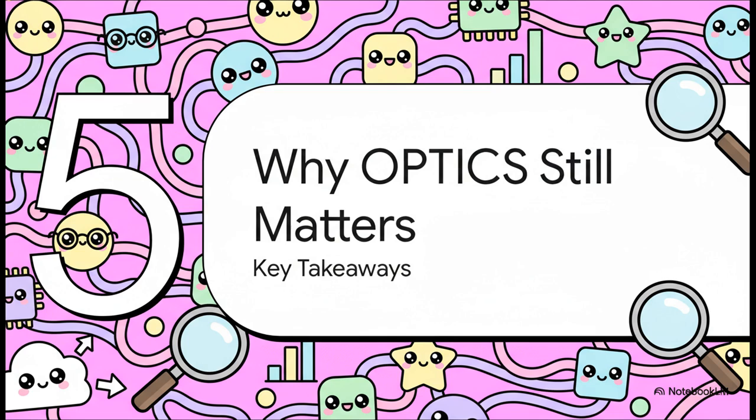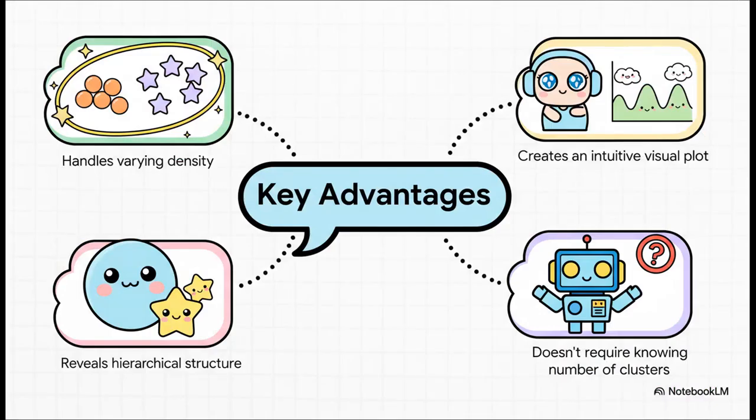Let's quickly wrap up with the key takeaways and why you should definitely have OPTICS in your data analysis toolkit. So let's recap the big wins. First and foremost, it's a rock star at handling clusters of different densities. It gives you that amazing intuitive reachability plot for visual analysis. It can even show you hierarchical structures, clusters that are nested inside of other clusters. And, maybe best of all, you don't have to tell it how many clusters you're looking for ahead of time.